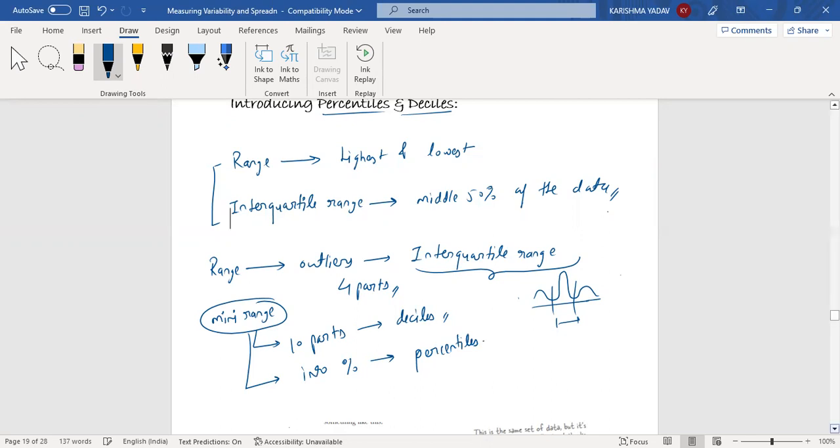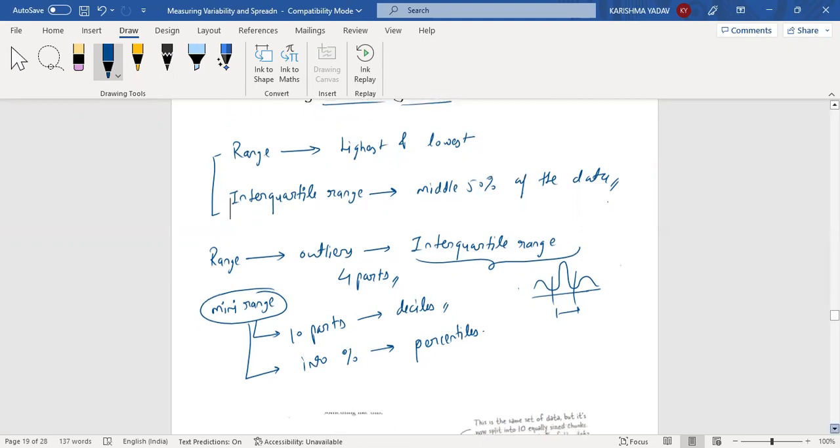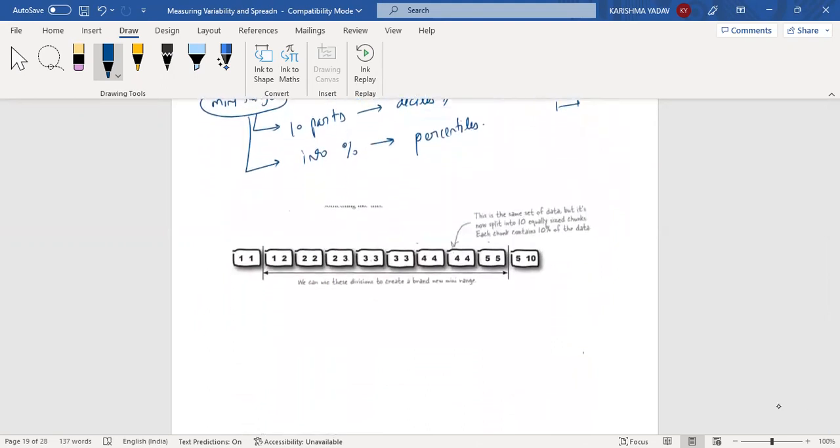Now let's look at an example set. Here we have split the data into 10 equal parts. This is the same set of data, but now split into 10 equally sized chunks. Each chunk contains 10% of the data set, and two chunks together contain 20% of the data set. So we have divided this data set into 10 equal parts.